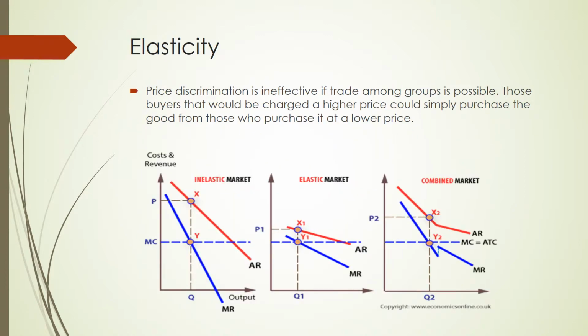Price discrimination is ineffective if trade among groups is possible. Those buyers that would be charged a higher price could simply purchase a good from those who purchase it at a lower price. Organizations have identified that elasticity is a major factor. The willingness to pay by seniors is at a much lower rate than their counterparts. Therefore, if the same price was charged to all consumers, there would be an inefficient allocation of resources.